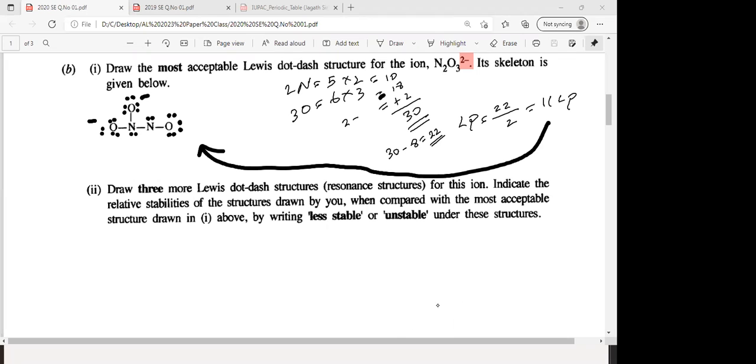Then how to make it octet? You can shift the lone pair from the other side. This one the octet is not completed because there are only 6 electrons. Therefore, how to make this octet? You can convert a single bond into a double bond. Then I'll draw the structure again.